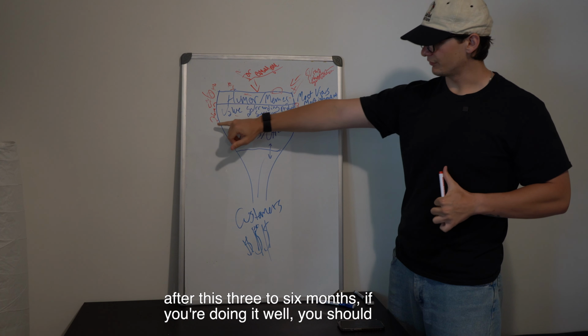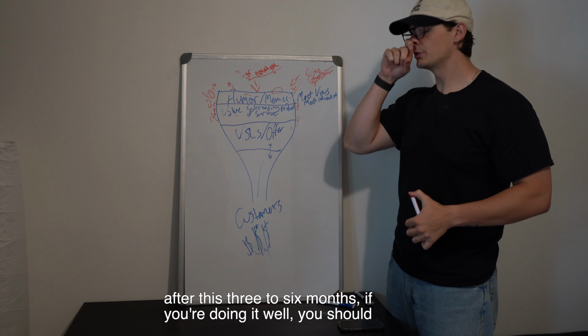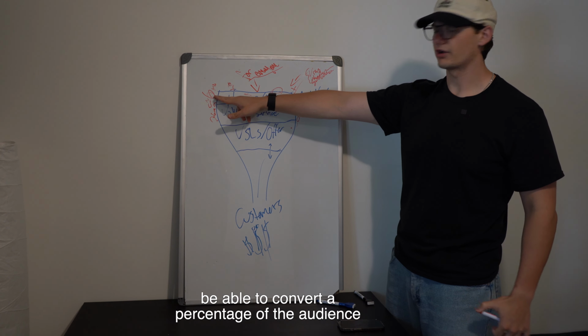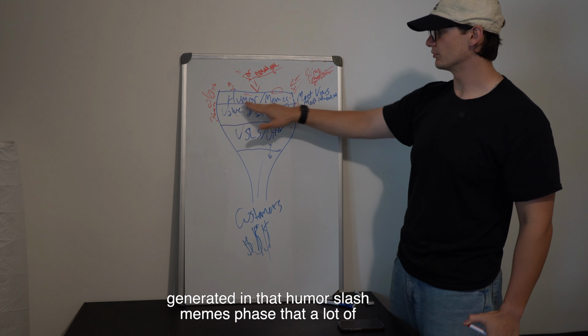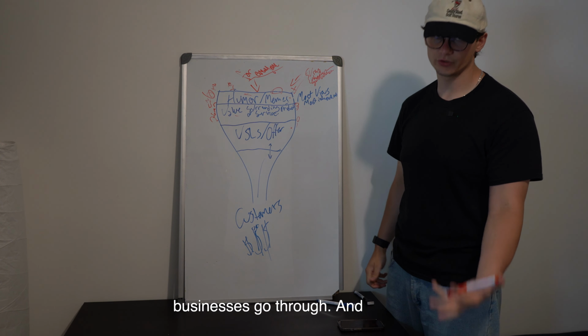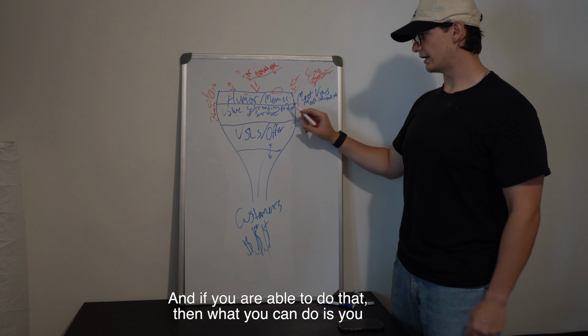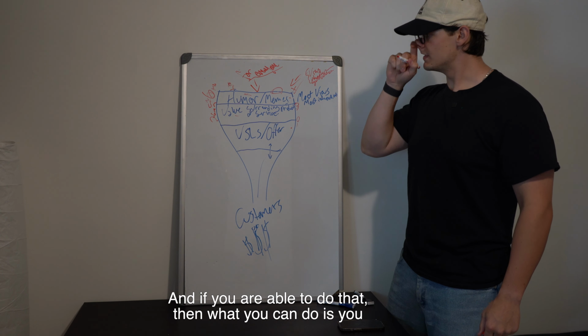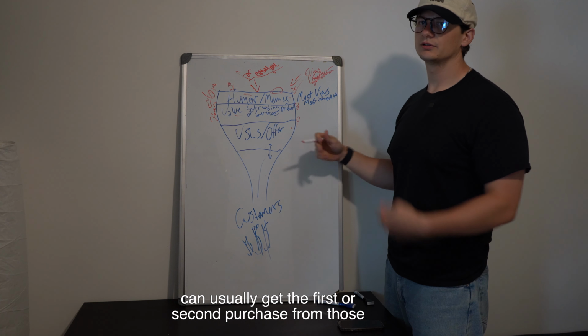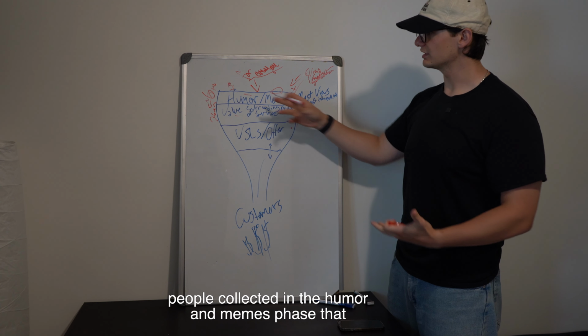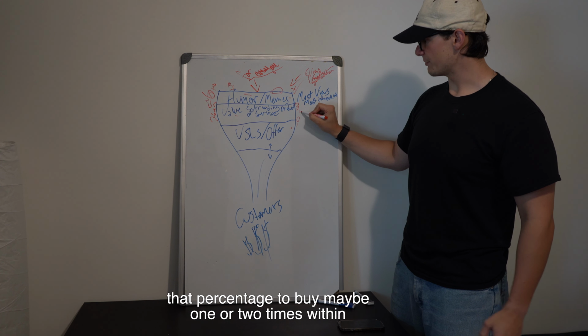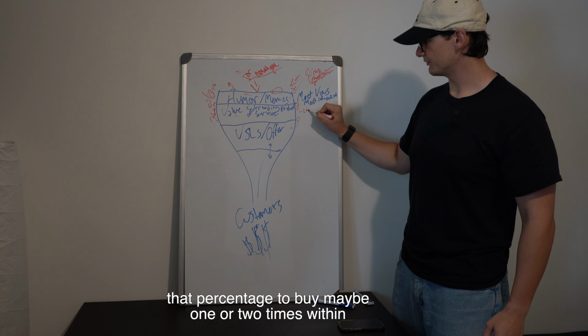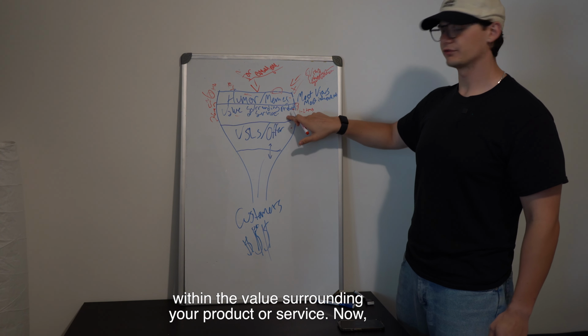Now, after this 3 to 6 months, if you're doing it well, you should be able to convert a percentage of the audience generated in that humor and memes phase that a lot of businesses go through. And if you are able to do that, you can usually get a percentage of those people collected in the humor and memes phase to buy maybe 1 or 2 times within the value surrounding your product or service.